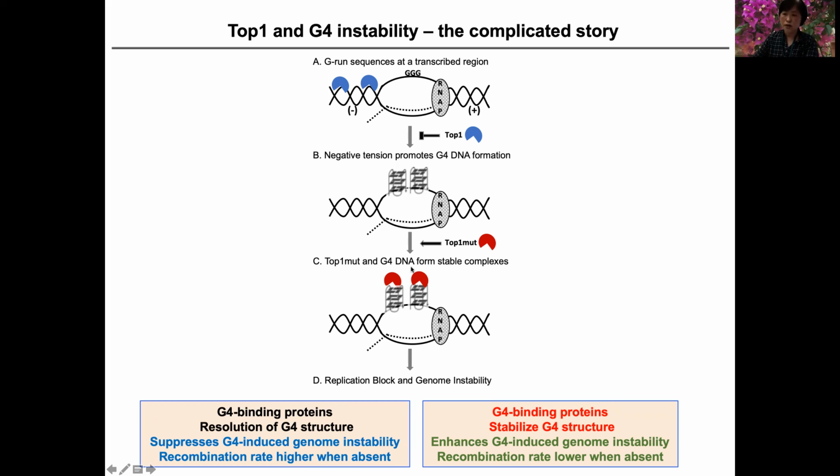In addition to that, we're working to try to get more details about the mechanisms underlying how Sub1 functions, NSR1 functions, or topo mutant functions. And that's the current work. So I showed you examples of two different classes of G4 binding proteins. One that can actually help reduce the recombination occurring at G4, one that actually increases recombination occurring at G4.